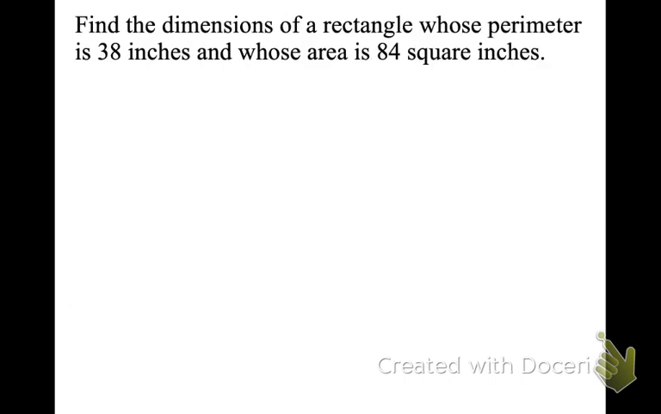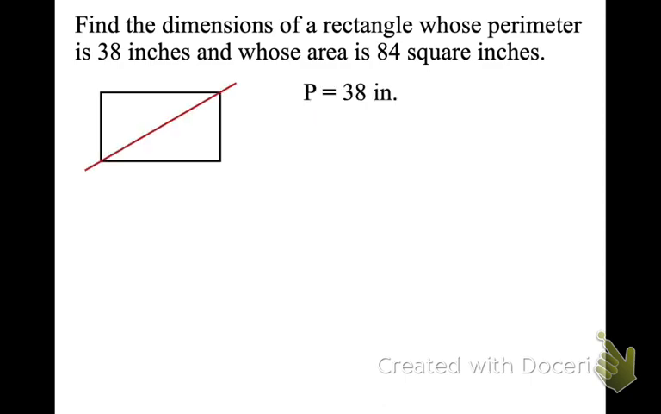All right, find the dimensions of a rectangle whose perimeter is 38 inches and whose area is 84. So I'm always drawing. There's perimeter, I'm labeling. P equals 38. Area equals 84. Okay, here's what we're going to do. If the perimeter is 38 and the area, we're going to create a diagonal.